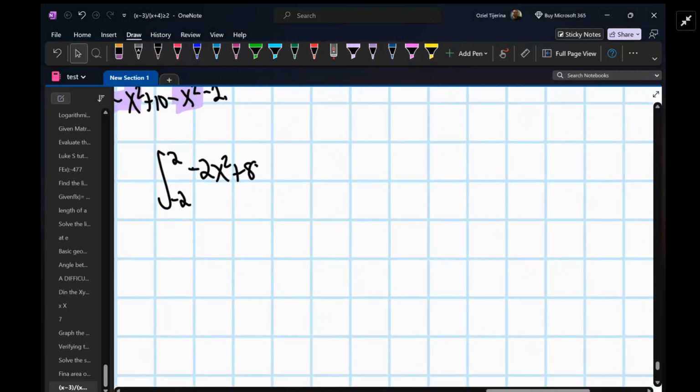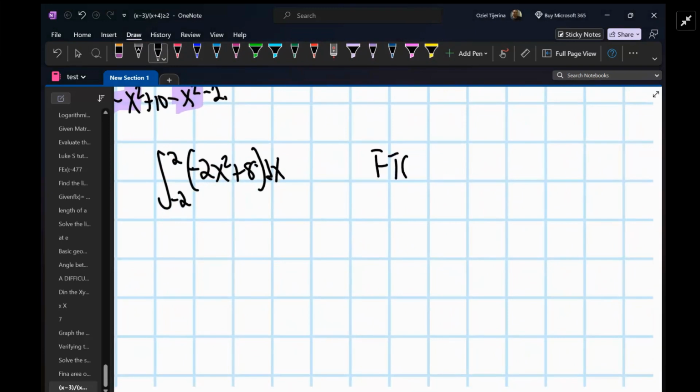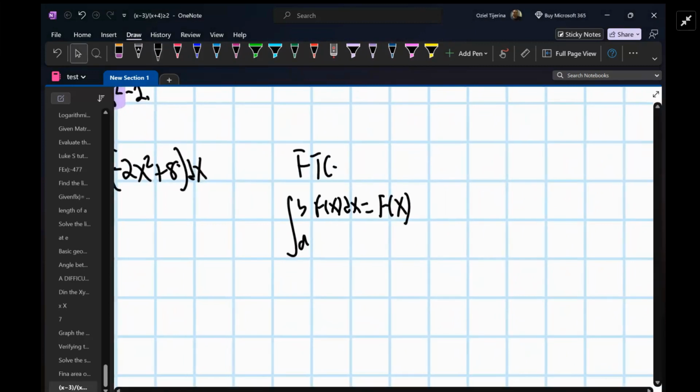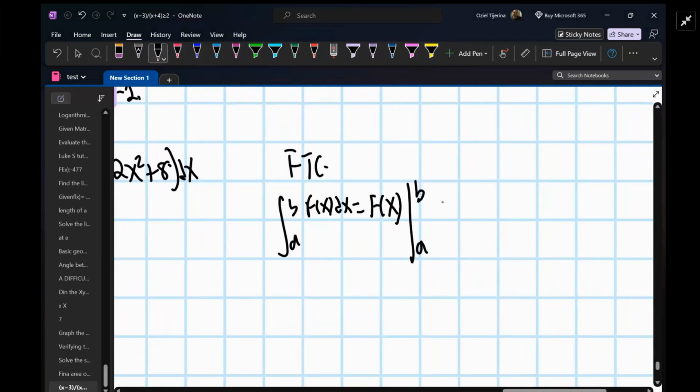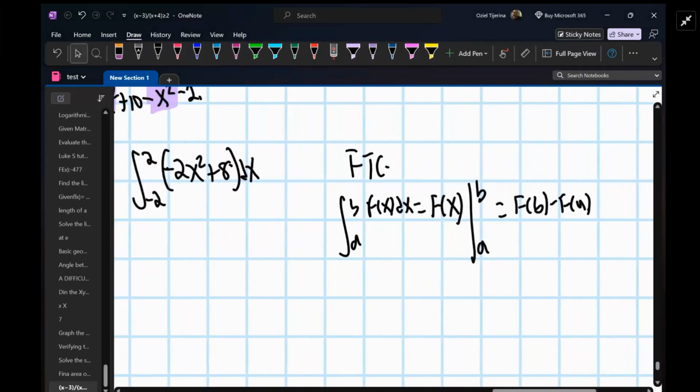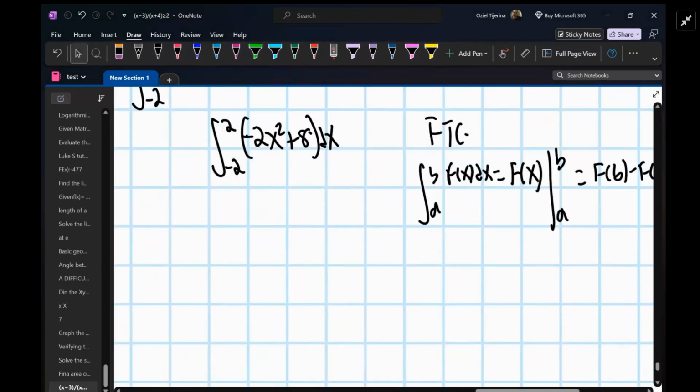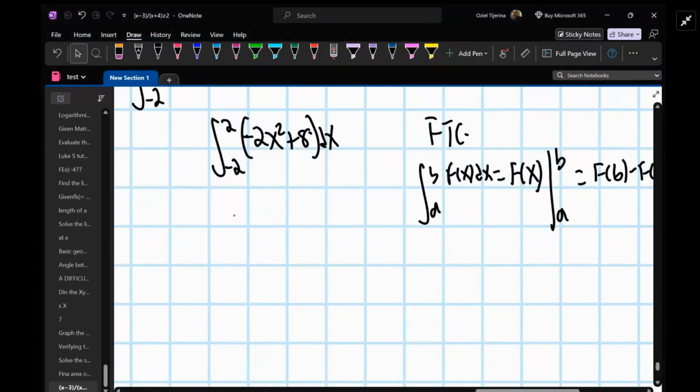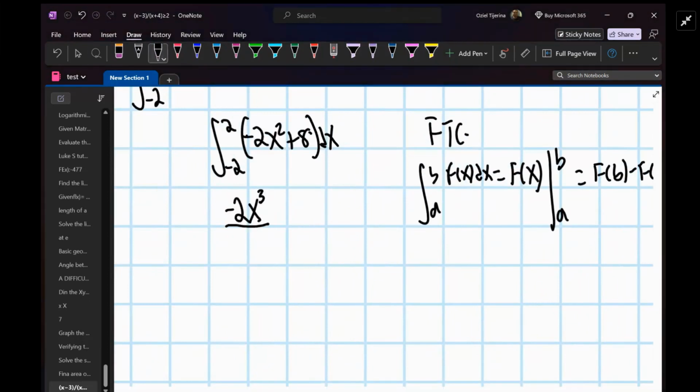Now let's go ahead and just evaluate this integral. So remember that from the fundamental theorem of calculus, the integral from a to b of f of x dx is equal to some antiderivative, capital F of x, from a to b, which is really the net change from a to b, so F of b minus F of a. Okay, so we're going to do the power rule, so negative 2x to the third power over 3, and then plus 8x from negative 2 to 2.